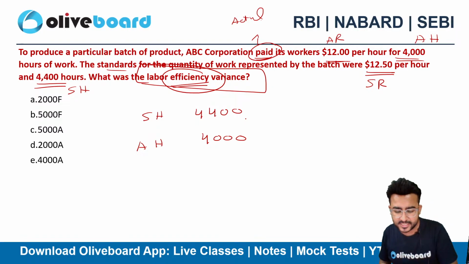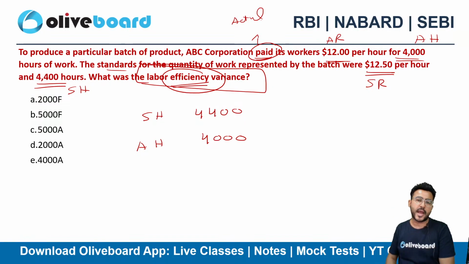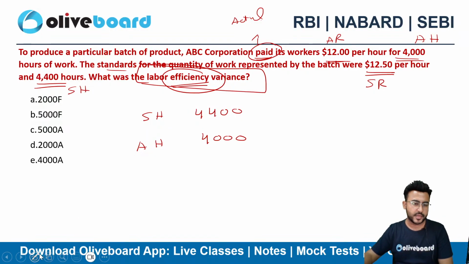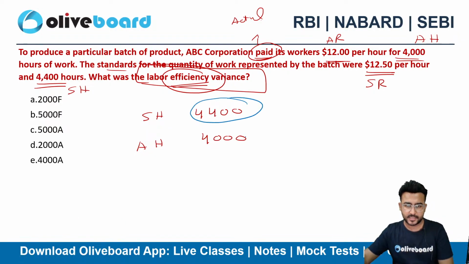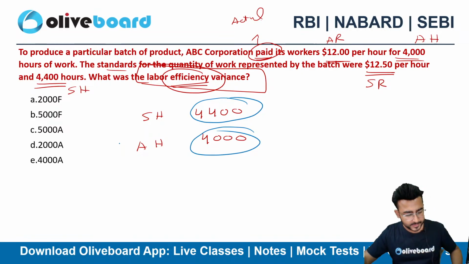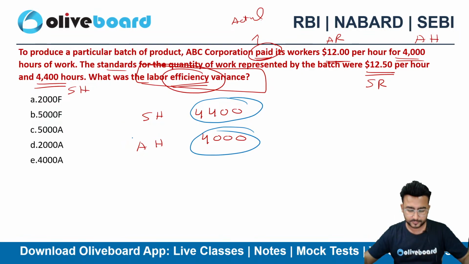So can you guys say that I am efficient? Am I efficient or inefficient? I was given 4400 hours, and I completed the work in 4000 hours. So yes, I am efficient. I did 4400 hours of work in just 4000 hours. So what is the formula to calculate efficiency here?